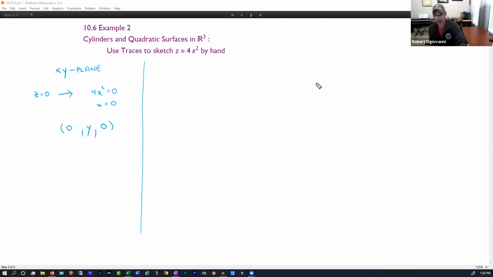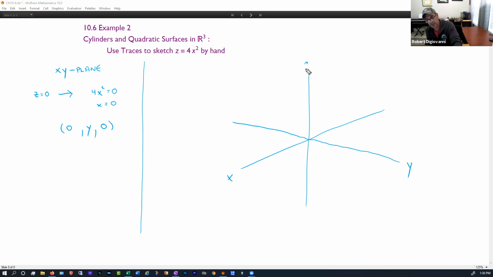So what does that look like in three-dimensional space? What would that look like if this is X, this is Y, and this is Z? What would all the points where X is zero, Z is zero, and Y is free look like? Anything moving down the Y line? Yeah, it's just everything on the Y axis. That point would work, that point would work, that point would work. So it's my entire Y axis. So I know that that right there is part of the graph.